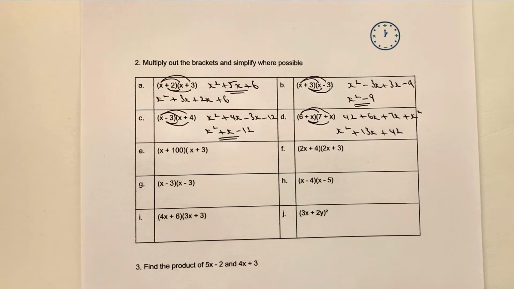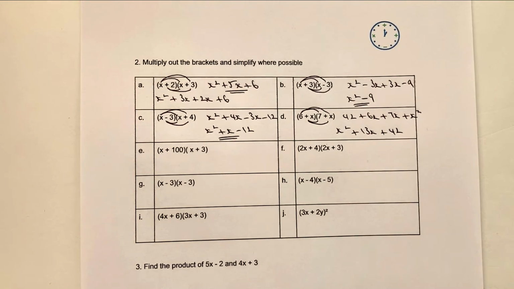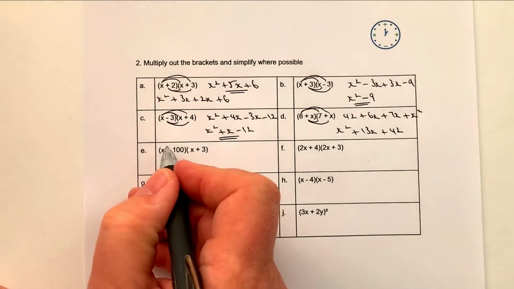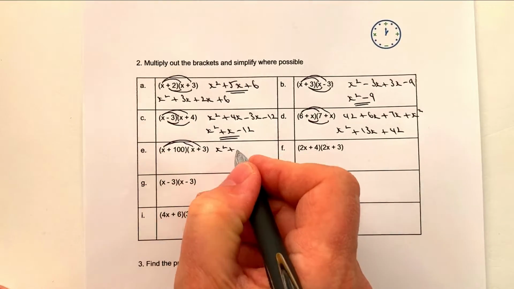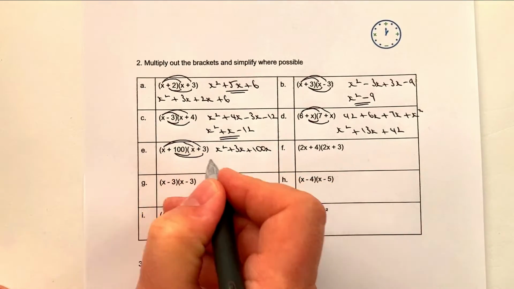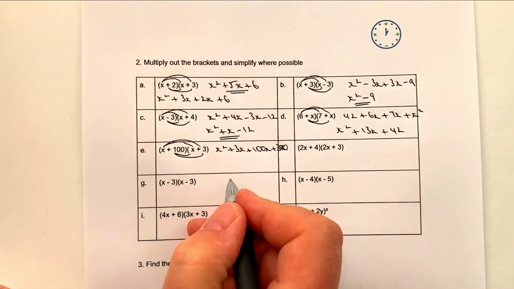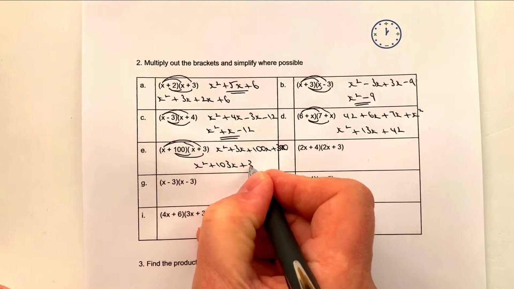It doesn't matter. It's absolutely fine if you prefer to write this as 42 plus 13x plus x squared, that's perfectly fine as well. As you get more and more used to factorising and expanding brackets, the order in which the terms are doesn't really make too much of a difference to you. Okay, let's have a look at this one then. I've got x times x is x squared plus 3x plus 100x plus 300. Tidy it up a little bit. I'm going to get x squared plus 103x plus 300.